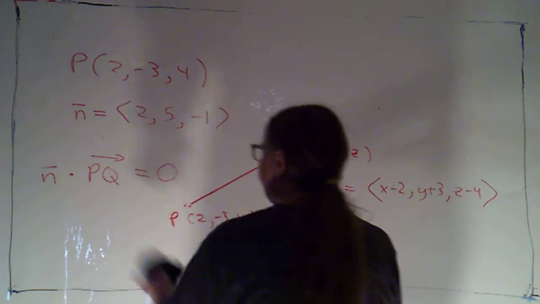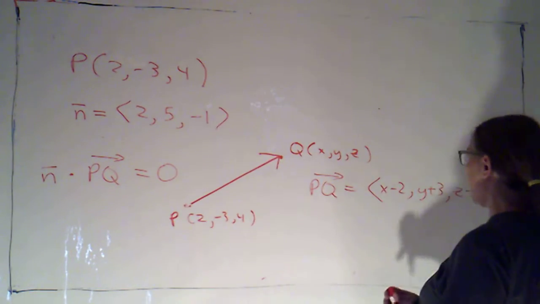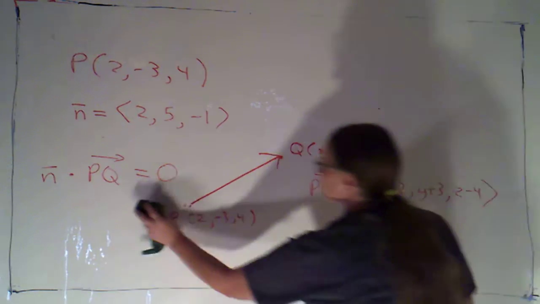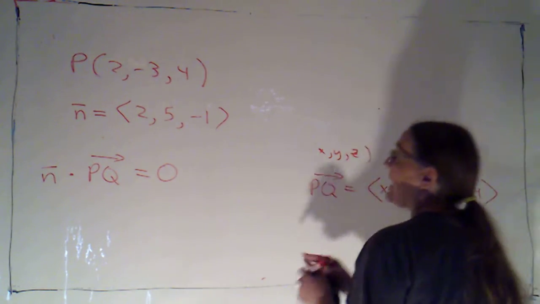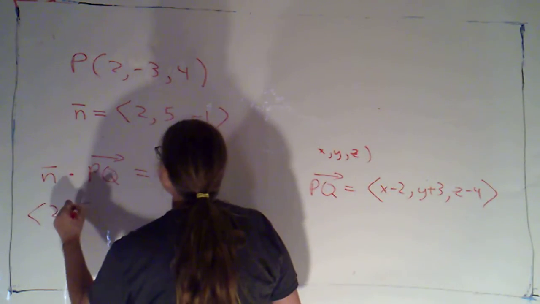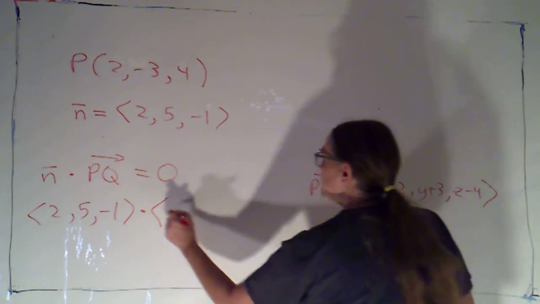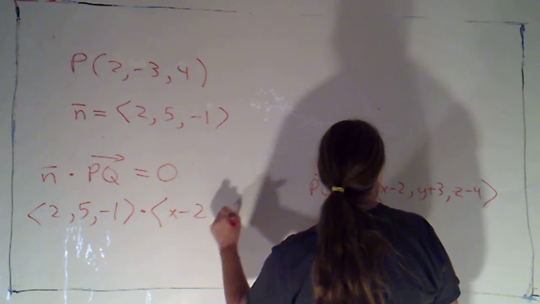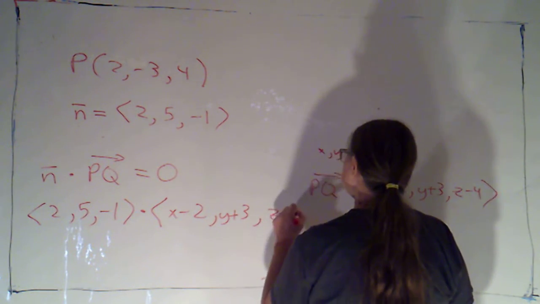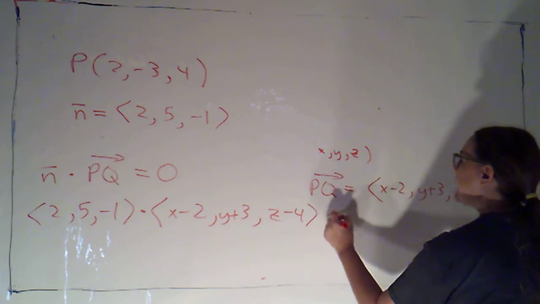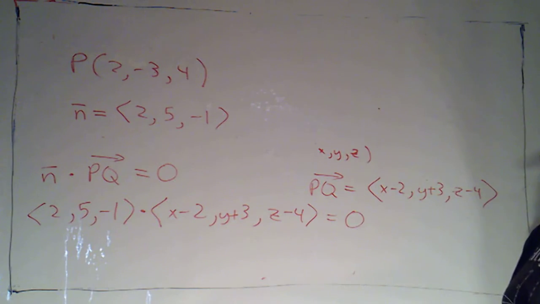Now I'm not going to leave it in this vector form. Let's actually write out what that gives us. So n, we said, was 2, 5, negative 1. PQ was x minus 2, y plus 3, z minus 4. And I need that to equal 0.